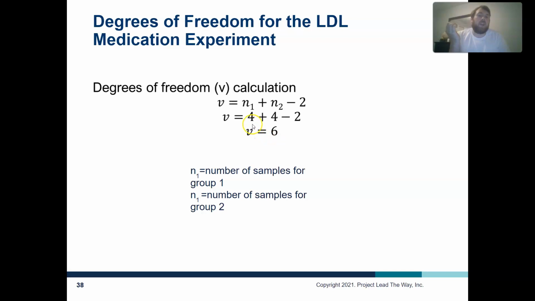So, like I said, if we plug in 4 for our group 1 and 4 for our group 2 and subtract away 2, our degrees of freedom value is going to be 6. And we're going to use this value to be able to determine how valid our t-test value is for this small of a group.